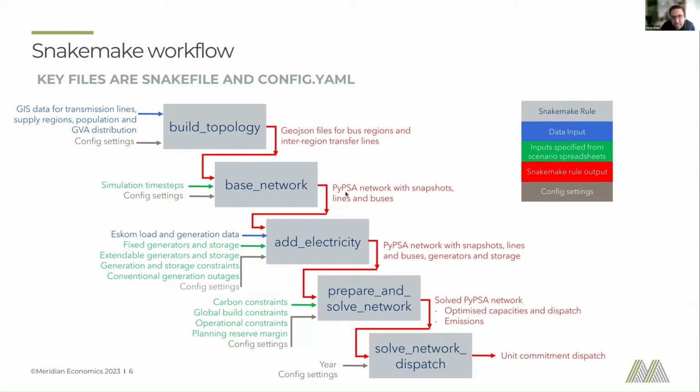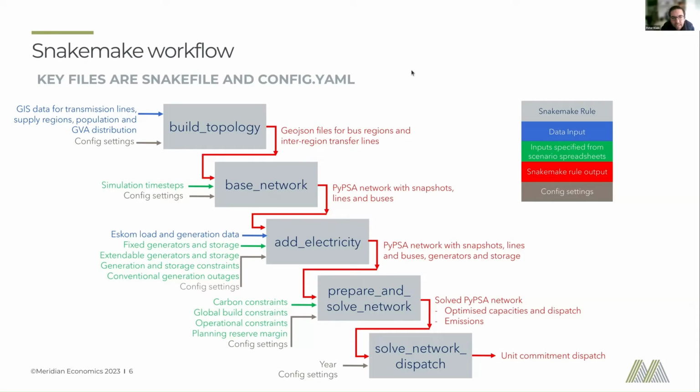So for example, if we gave SnakeMake a command and said we want to get a solved network file and we haven't run any of the other scripts before, it will say, okay, it needs certain input files in order to generate the solved network file. It will check if those exist, and if anything has changed since we last ran it, it'll say, okay, well, we need some files that are then the output of this script, so then it knows that it has to run this script, and so forth. So it works its way back to the beginning.